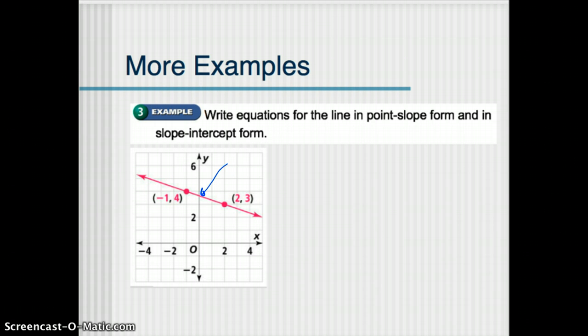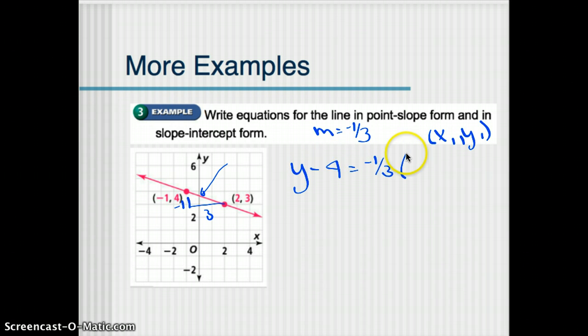So I'm going to figure out my slope. It looks like it's going down 1 and over 3. So my slope is negative 1/3. And then I can use either point to be my x sub 1, y sub 1. It really doesn't matter which one I pick. I'll pick (-1, 4) just because it's on the left. So I'm going to do y minus 4, that's my y sub 1, equals slope, which is negative 1/3, times x minus negative 1. So I'm just going to make that x plus 1. Okay, so this is point slope form.